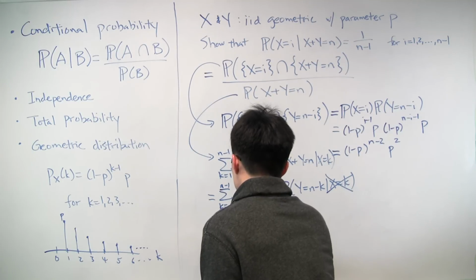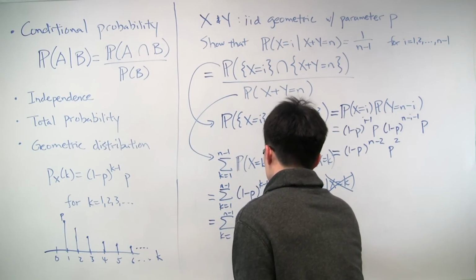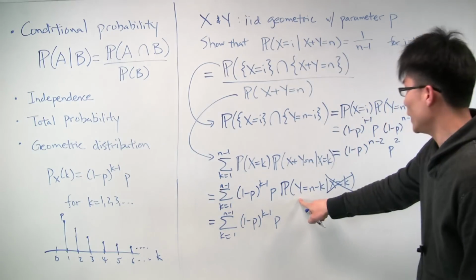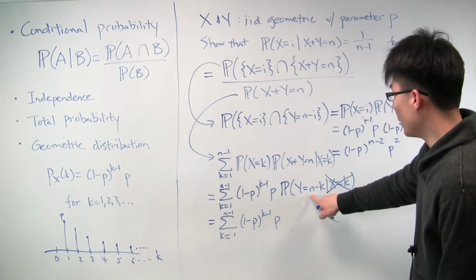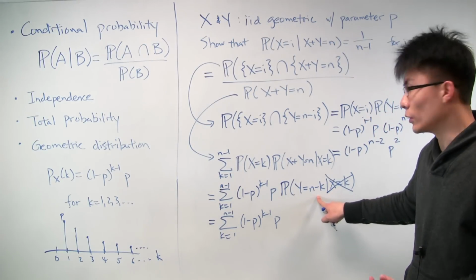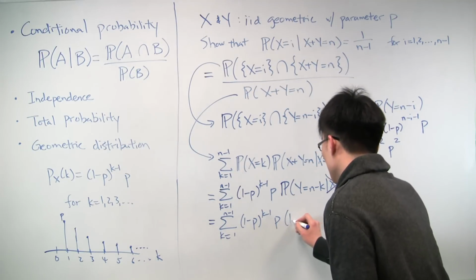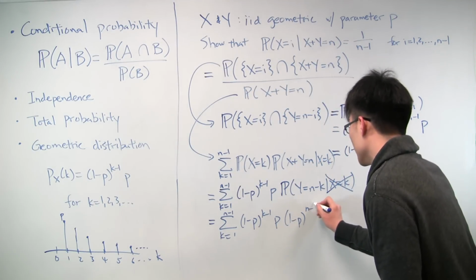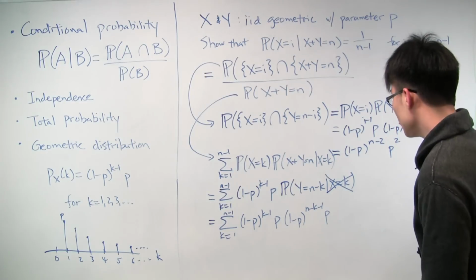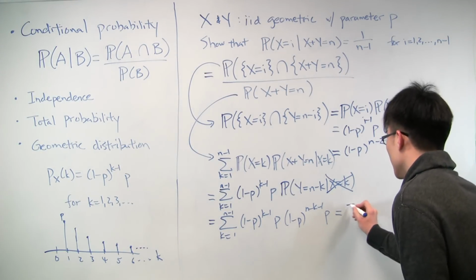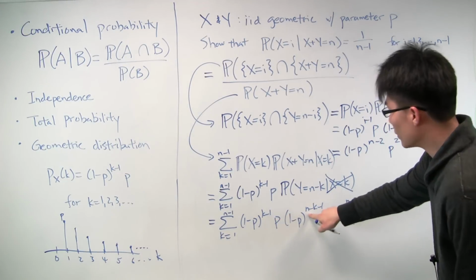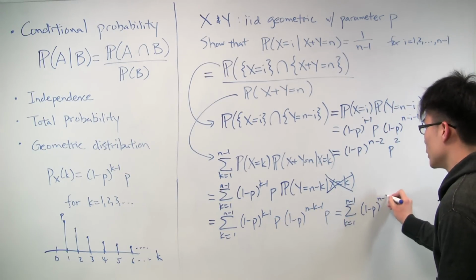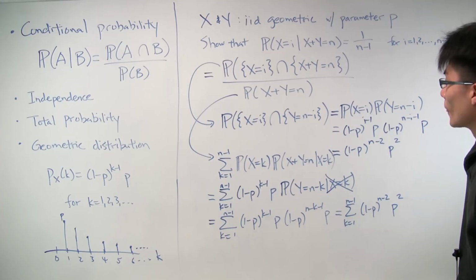Well, the probability that y equals n minus k is just another geometric where we have n minus k being the number of flips needed to get a success. So what we have is 1 minus p to the n minus k minus 1 times p. And we can simplify this and get that this is the sum from k equals 1 to n minus 1 of 1 minus p to the, if we combine these exponents, n minus 2 times p squared. All right.